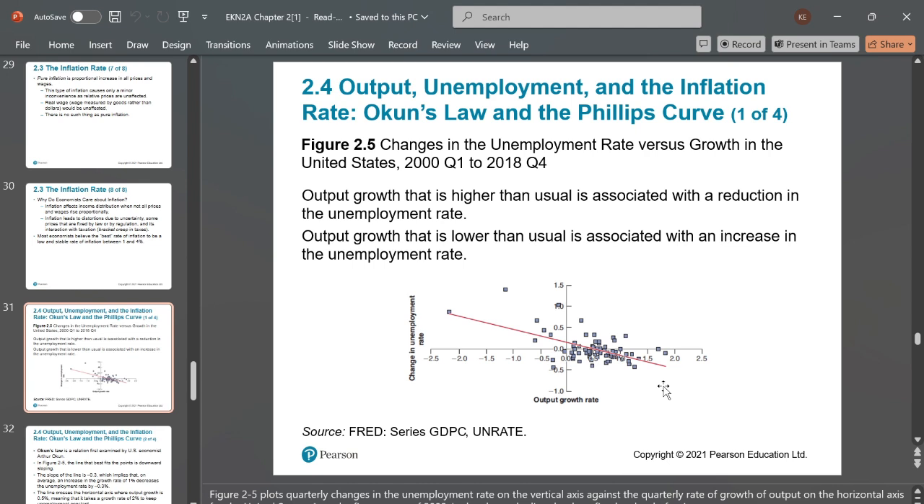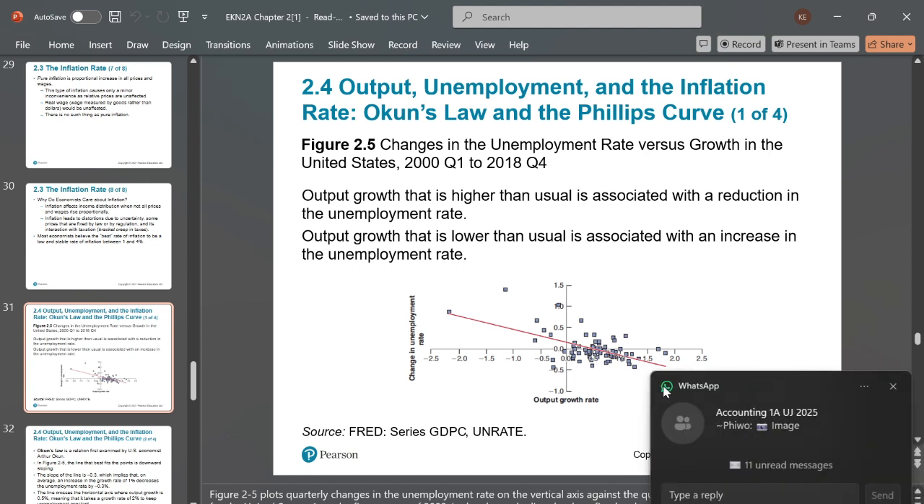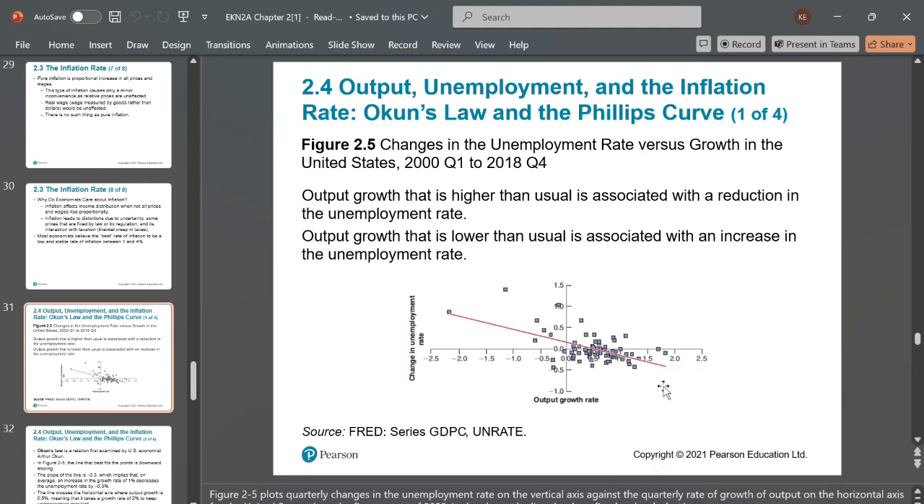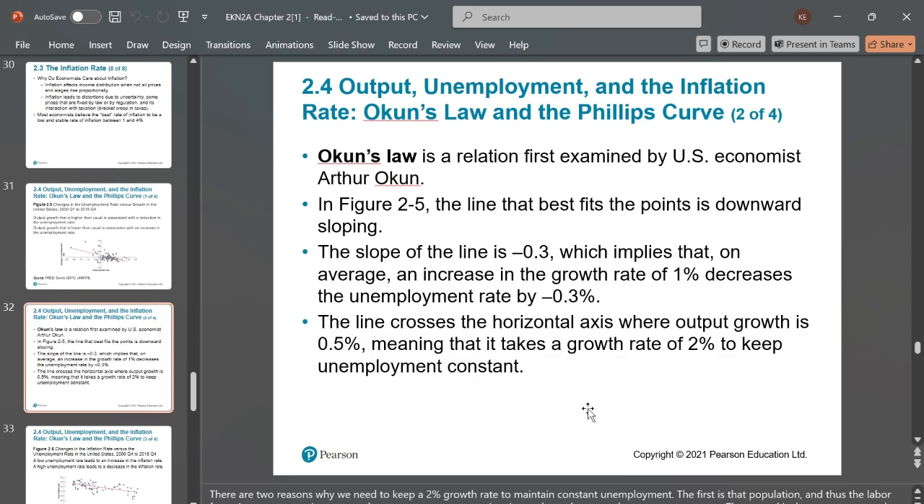What do I mean by that? Think of it this way: when we have output growth, it means we are producing more in the economy. And if you recall, we said that for us to produce anything, we need laborers, we need work to be done by people. So if we're producing more, we're going to employ more. So what does that mean for unemployment? The more we employ, the less the unemployment. And that is basically what is being depicted by this graph.